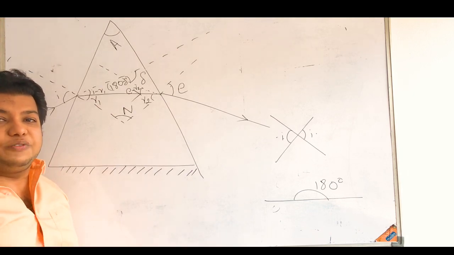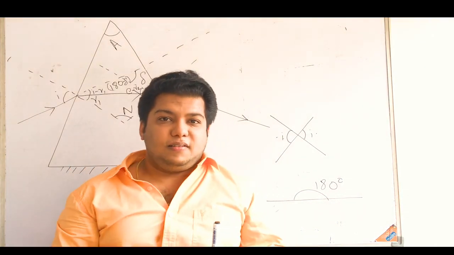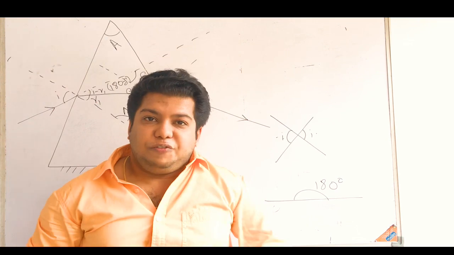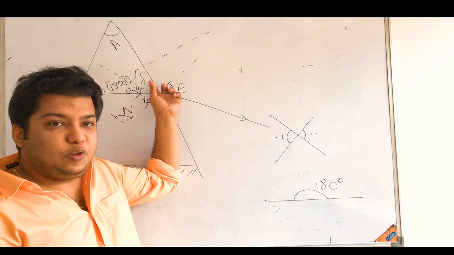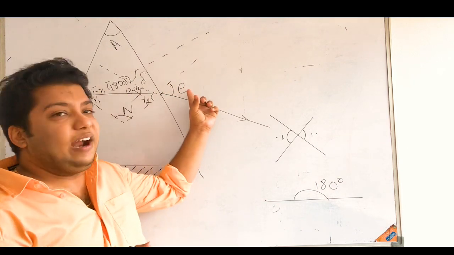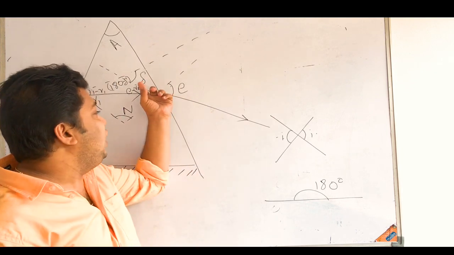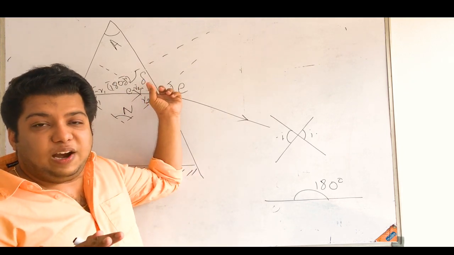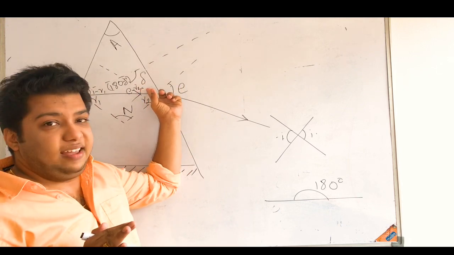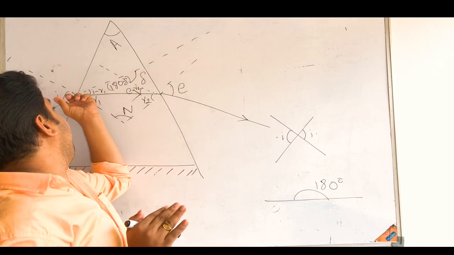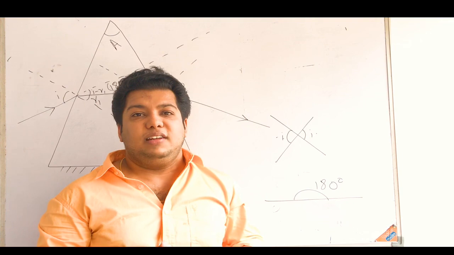Here onwards, we are going for the derivation. The derivation has several steps. First of all, we want to find the value of delta in terms of the angle of incidence and the angle of emergence. What is delta? The angle of deviation, the angle made by the incident ray and the emergent ray. Delta in terms of the angle of incidence and the angle of emergence. Now we are going for the derivation in the second video.